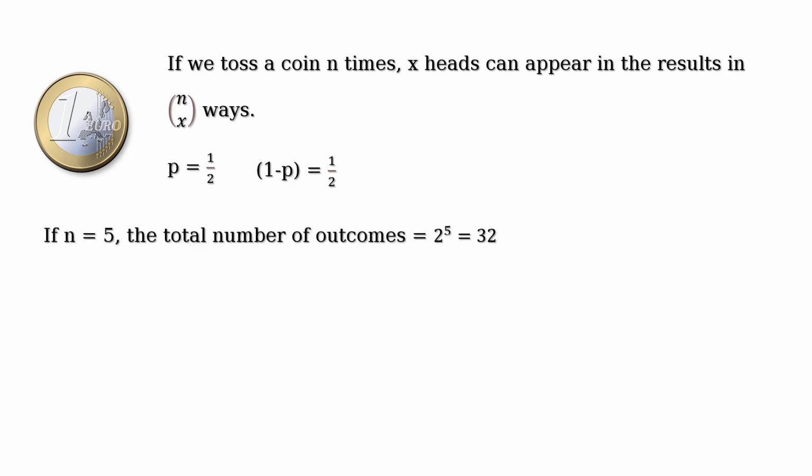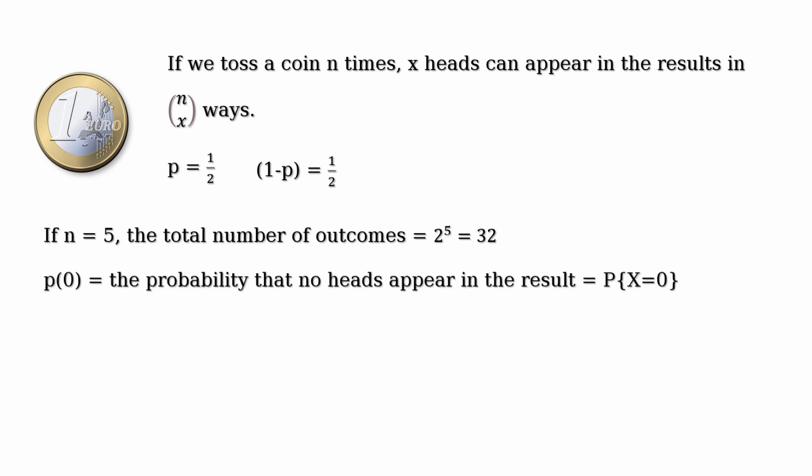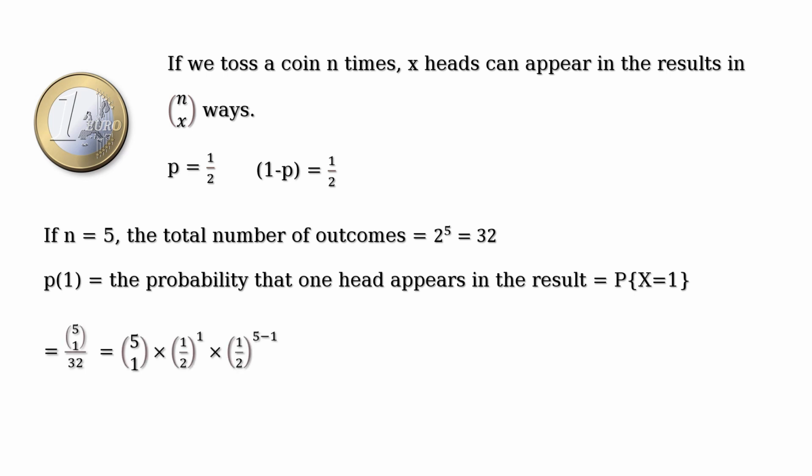Therefore, if we toss a fair coin 5 times, the total number of outcomes is 2 to the power 5, which is equal to 32. P0, the probability that no heads appear in the results, is equal to probability X equals 0, which is equal to 5C0 into 1 by 2 to the power 0 into 1 by 2 to the power 5 minus 0. Similarly, the probability that one head appears in the result is probability X equals 1, which is equal to 5C1 into 1 by 2 to the power 1 into 1 by 2 to the power 5 minus 1.